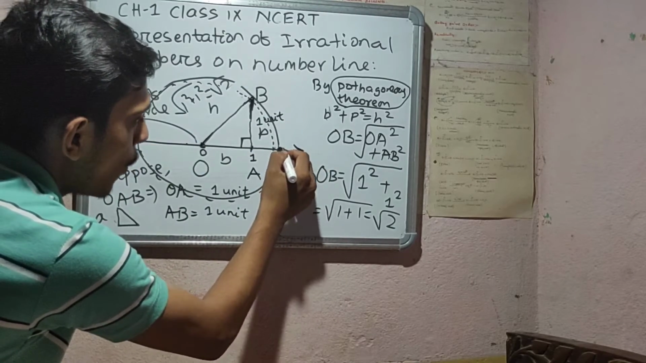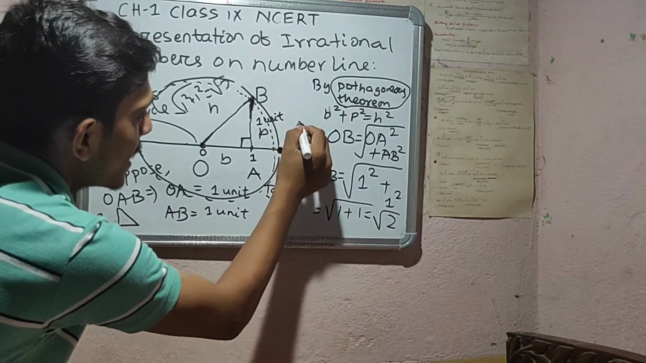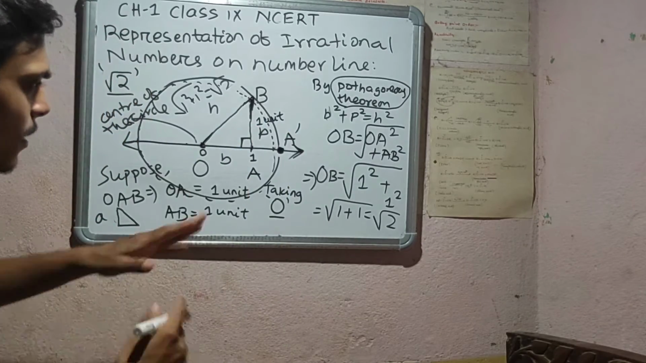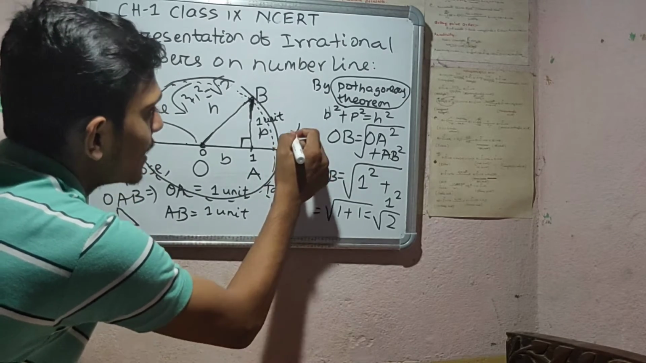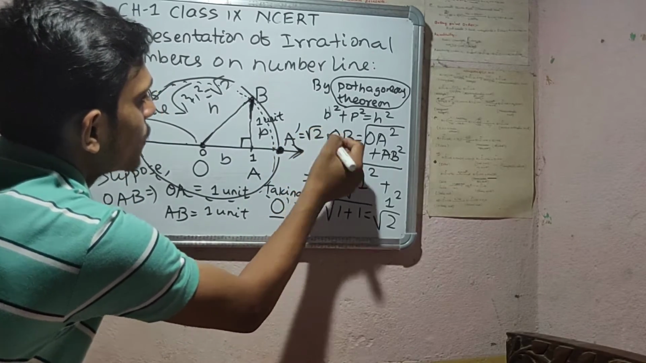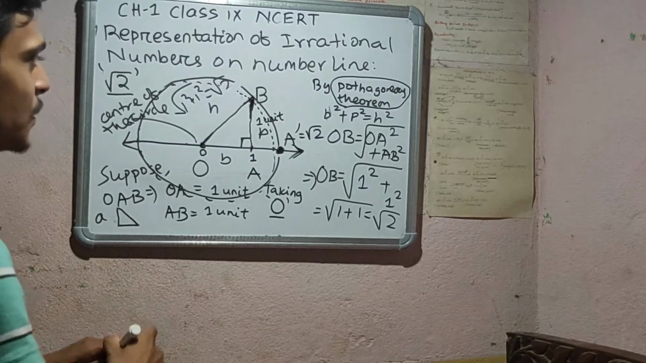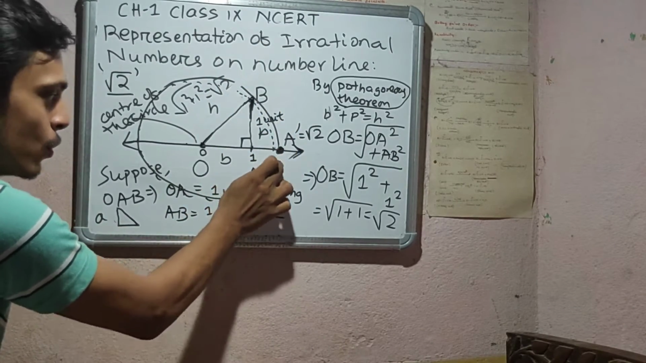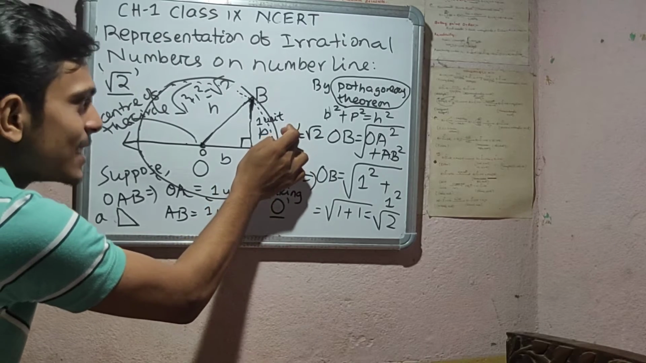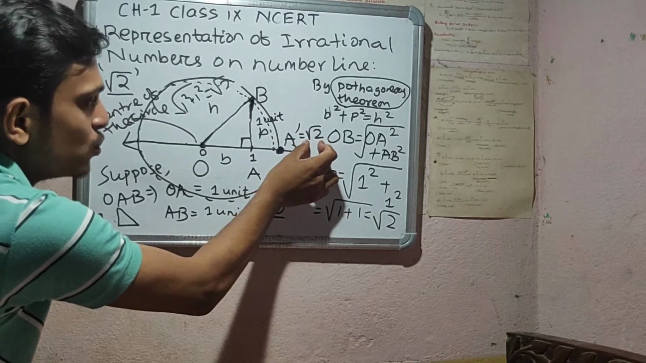Let this be A bar or A1. You have taken any number or C. And this point represents square root of 2. Clear? The arc cuts or touches the number line at which point? That is A dash, and this represents root 2.